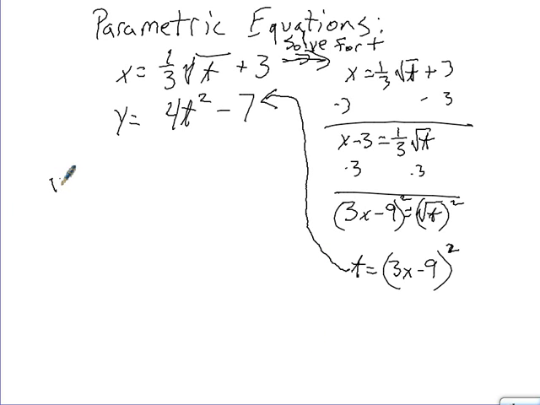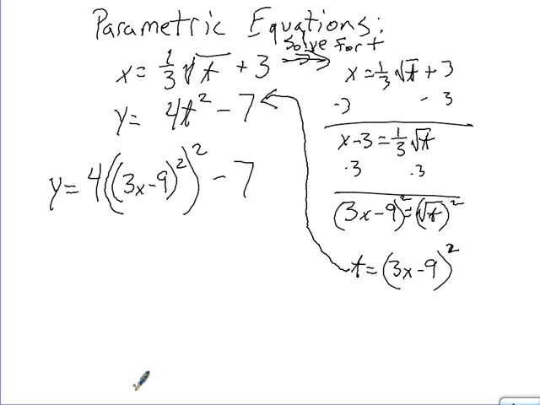So now I've got y equals 4 times (3x minus 9) squared, and because of the y equation, this is my t value, and I have to square it, minus 7. Well, essentially we're finished right here, because we have now removed t from our equation, and y is now a function of x. Of course, we can simplify this in several different ways.